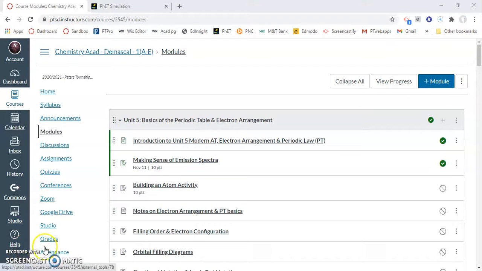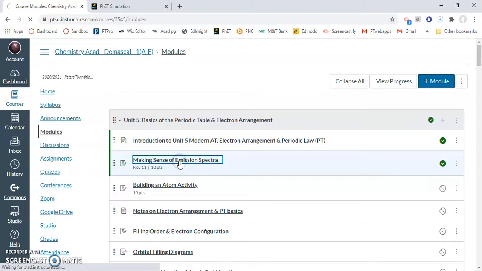Ladies and gentlemen, today I want to go through the assignment, and before we do the Making Sense of Emission Spectra assignment, I want to make sure we're clear on what an emission spectra is and what the lines represent, so that as you're going through the activity, you should be getting a deeper understanding of what each line that appears on the different elements' spectra represents.